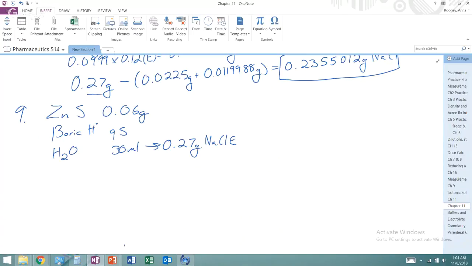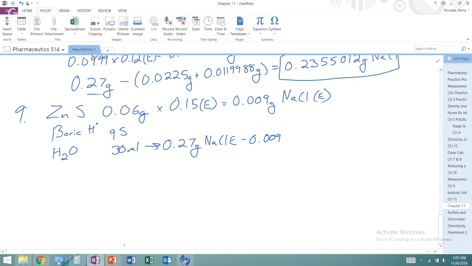With this one, it's going to be a little bit different. We're going to take zinc sulfate and multiply it by its E value, which is 0.15. And that is 0.009 grams sodium chloride equivalent. And then we're going to find the difference. So we're going to take 0.27 minus 0.009. So we figured out the drawing power of the one.